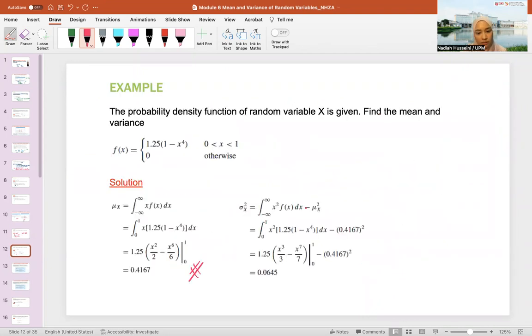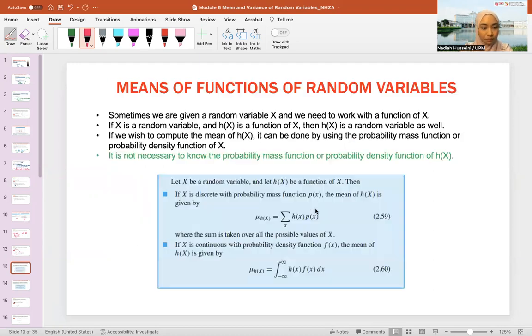Okay, so this is the solution, x squared fx dx minus, we already know what the mean is from here. I think this is fairly straightforward, x squared times the function fx from here. And then you multiply, the same case as over here. If it confuses you, expand it first, and then you integrate. Then you plug in the values. Okay, so this is how you use the equation.